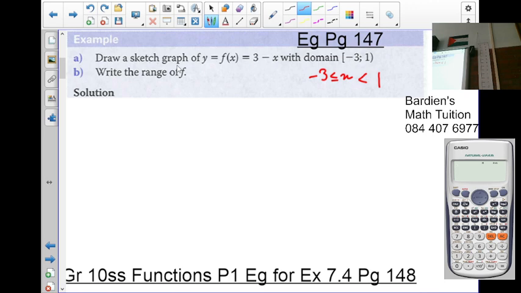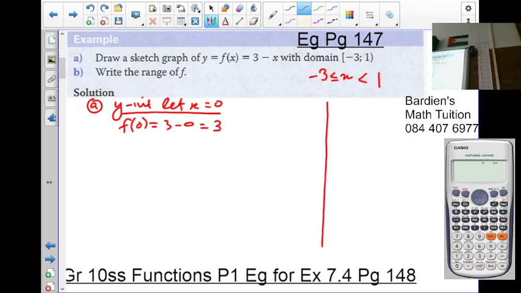Because we did the dual intercept method, and the dual intercept method is the method we're going to use all the time, or most of the time. Since you were exposed to that, that is why I went to draw this graph using that method. So I said, y-intercept. What do you do for y-intercept? We let x equal to 0. So you say f of 0 equals 3 minus 0, which is 3.